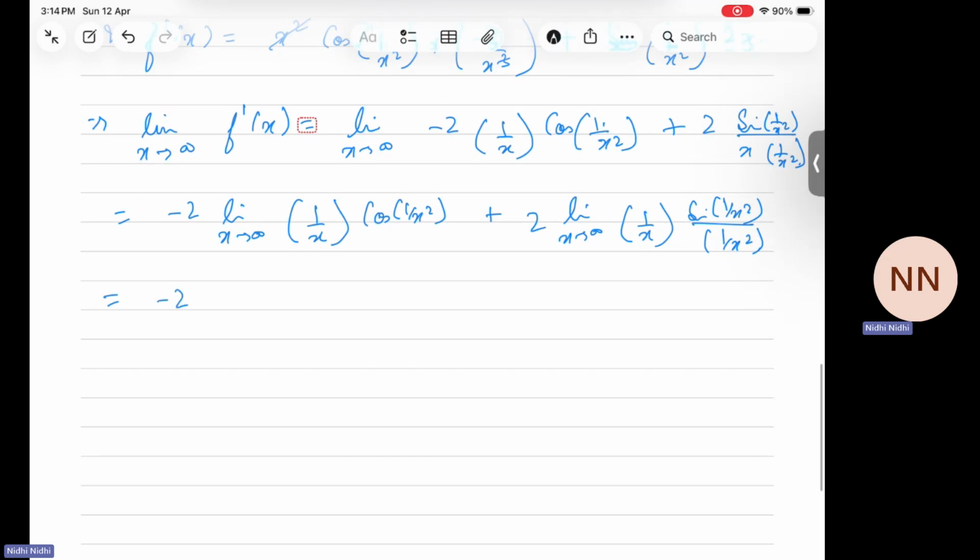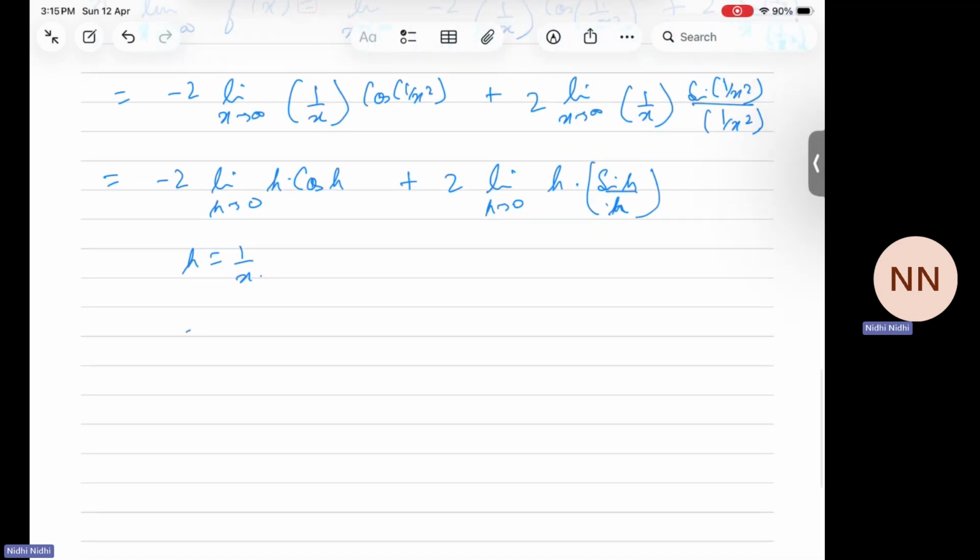Which can be written as minus 2 limit h tending to 0 cos h times h plus 2 limit h tending to 0, because as x goes to infinity we can take 1 by h to be equal to 1 by x, and as x goes to infinity h goes to 0. This is h times sine h by h. We know that limit h tending to 0 sine h by h is 1, and limit h tending to 0 cos h is also 1, because cos 0 is 1.